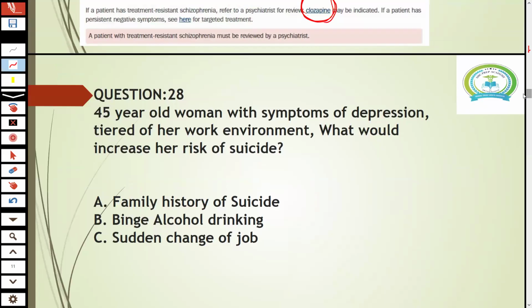A 45-year-old woman with symptoms of depression, tired of her work environment. What could increase her risk of suicide? Family history of suicide, binge alcohol drinking, or sudden change of job?